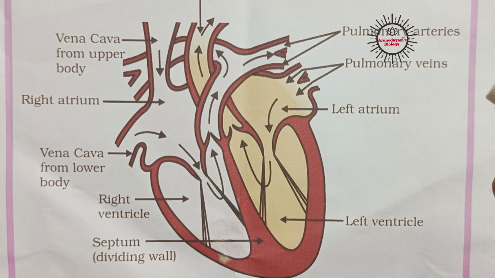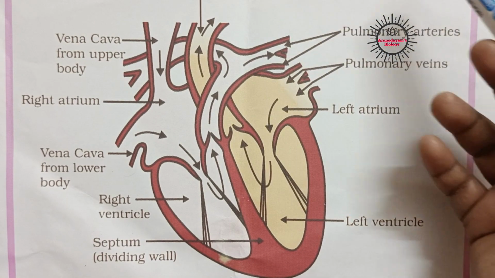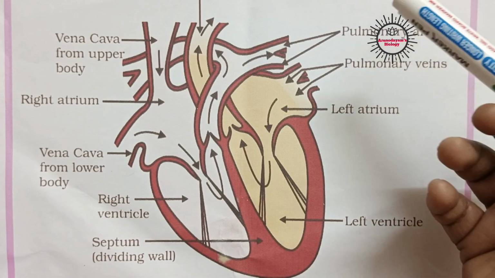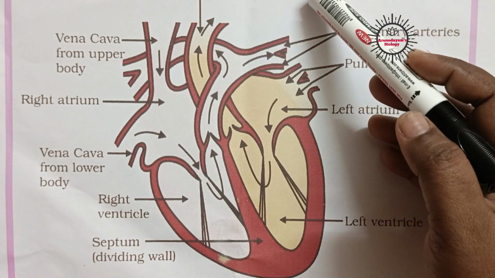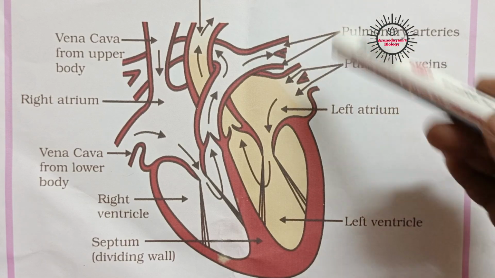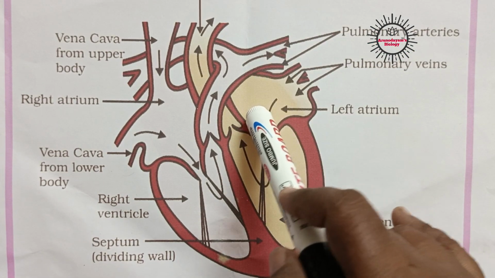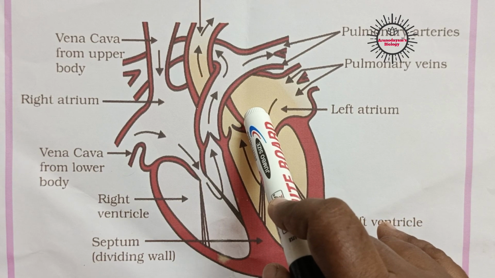Actually, oxygen rich blood is present in our lungs. So from these lungs, the oxygen rich blood, that means oxygenated blood, will first enter into the left atrium of our human heart.